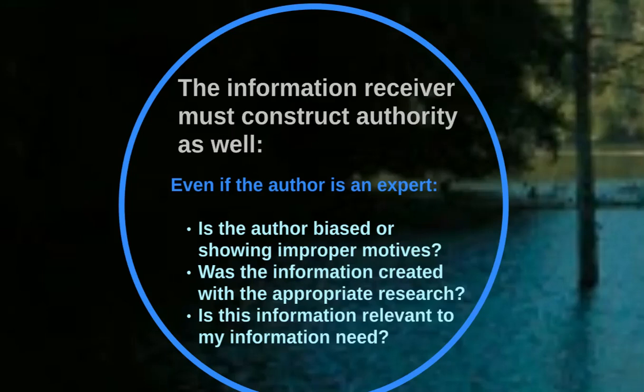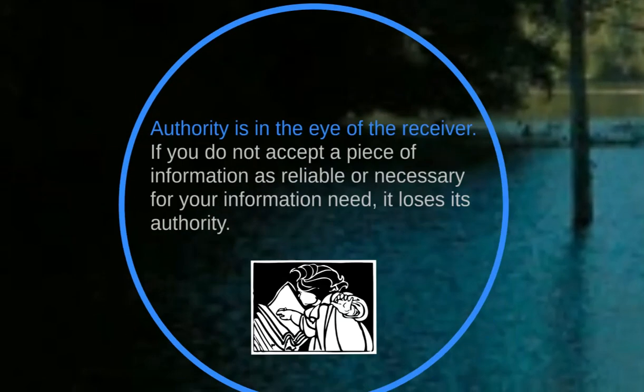So, you have to construct authority as a receiver, not just as a provider. Even if the author is an expert, is the author biased or showing improper motives? Was the information created with the appropriate research? Is this information relevant to my information need? If it's not relevant, it has no authority in the situation within where you are operating. So authority in the eye of the receiver. If you don't accept a piece of information as reliable or necessary for your information need, it loses its authority.